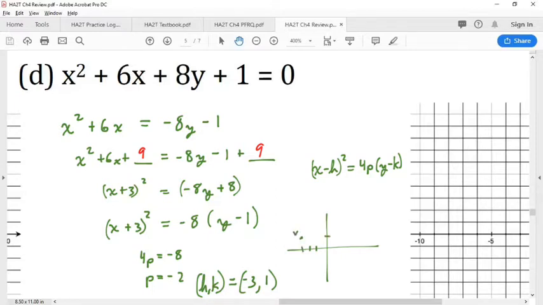Now, am I opening up or down? I meant to say, am I opening left and right or up and down? But anyways, so p is minus 2. So that means my focus is going down 1, 2, down to negative 1. There's my focus point. Where's my directrix? It goes 2 the other way.